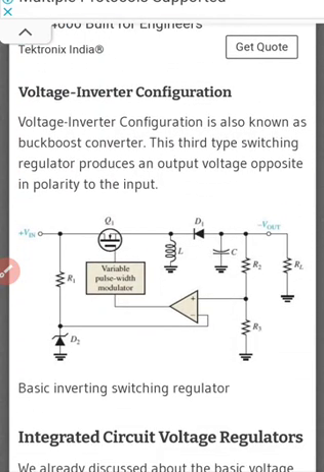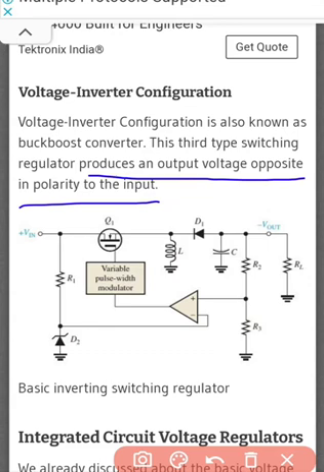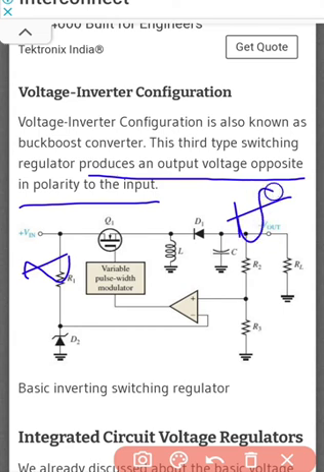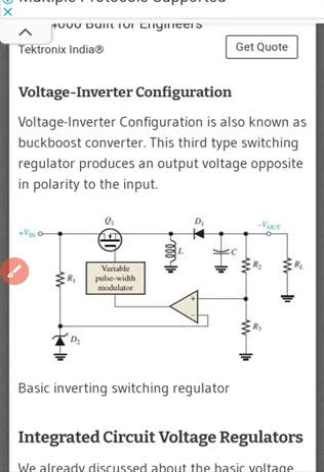Next, our voltage inverter configuration. The same is generally called buck-boost because it has the activity of a switching regulator, which produces an output voltage opposite in polarity to the input. If we analyze the input, it generally gives the output in opposite phase. We can say that it is out of phase: whatever input is there, the output is out of phase with respect to it.